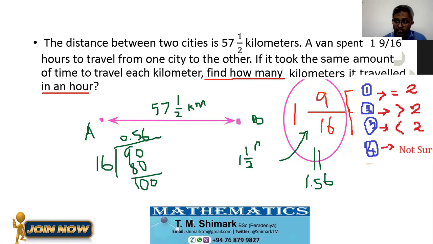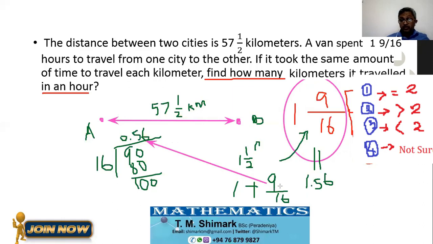I just wanted to check what's in your minds. 1 and 9 by 16 means 1 plus 9 by 16. If you check exactly, 9 by 16 is 0.56, smaller than 1, right? If you add that, together it's less than 2, right?